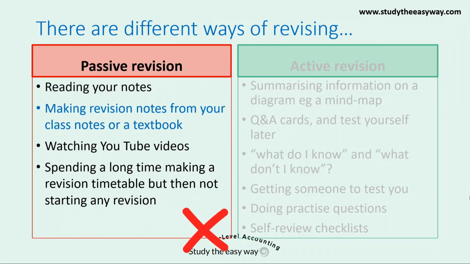Making notes from your textbook or class notes can be active, but becomes passive when you're simply copying words from one page to another. So if you are making revision notes, make sure that you pause and really think about what you're writing down. A good way of doing this is to make sure that everything you write down is in your own words, with your own explanation.